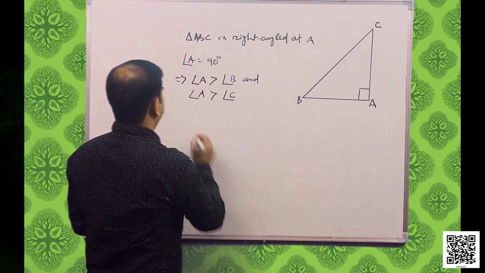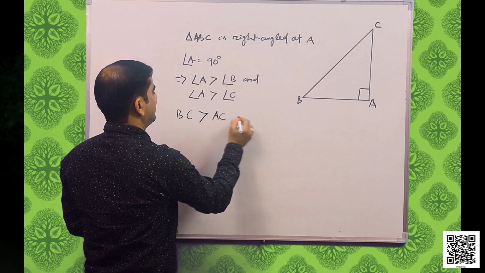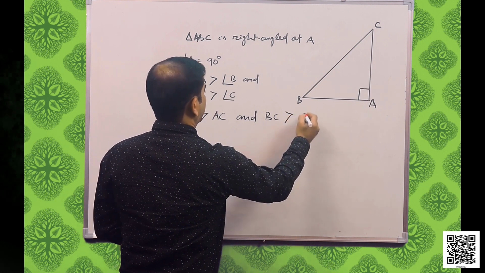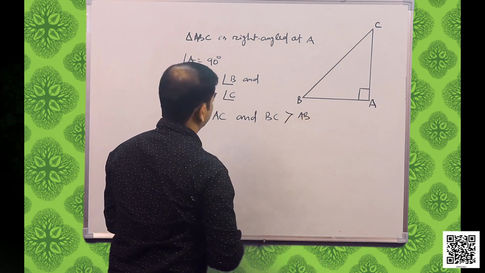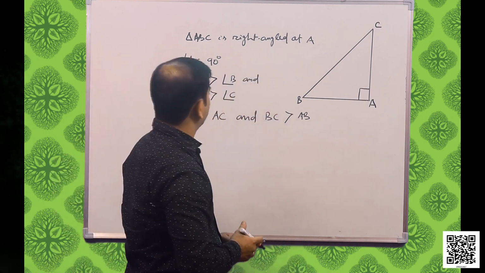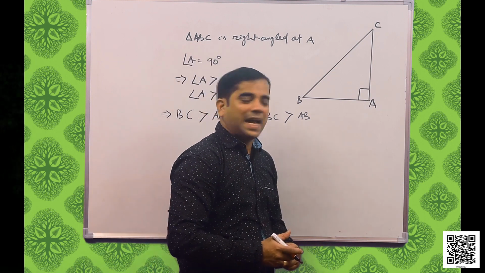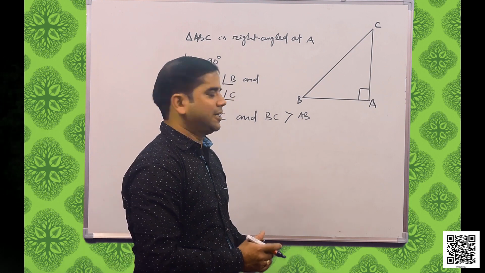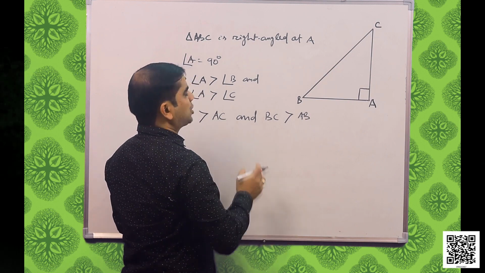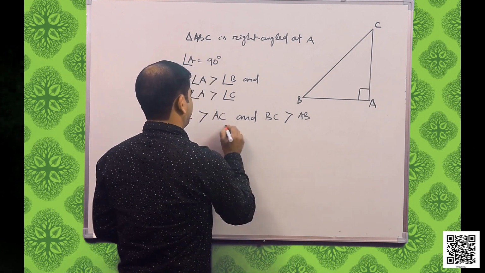So, this implies BC is greater than AC and BC is greater than AB as well. Why? Because we have already discussed that the side that is opposite to the greatest angle of a triangle is the longest. So, BC is the opposite side of angle A. That's why BC is greater than AB and AC as well.